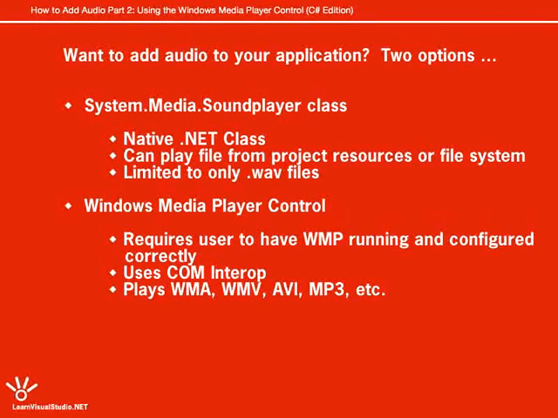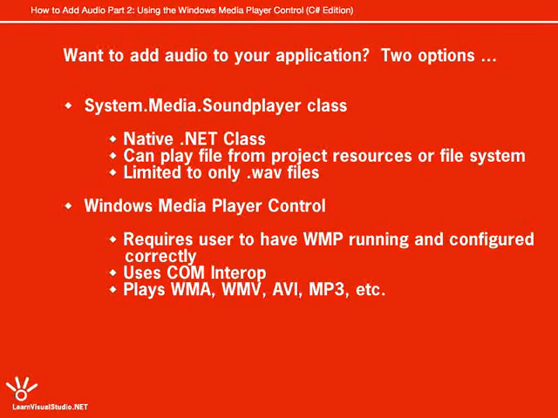In part 1, we looked at how to add audio using the System.Media.SoundPlayer class. Now, while the use of this class is great for playing .wav files, it's somewhat limited. However, we can use the Windows Media Player control to play other types of files like WMA, WMV, and MP3, and even others. This does come with a price, however, as we noted in the previous video.